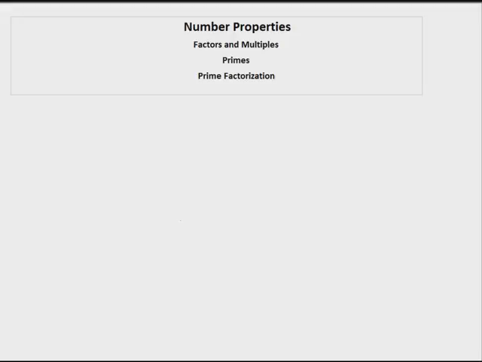In this lesson, we study factors and multiples. Then we look at the most important numbers there are, the prime numbers. We see how every number can be factorized into primes and in a unique fashion. That's called the unique factorization into primes. And then we look at several problems involving these concepts.